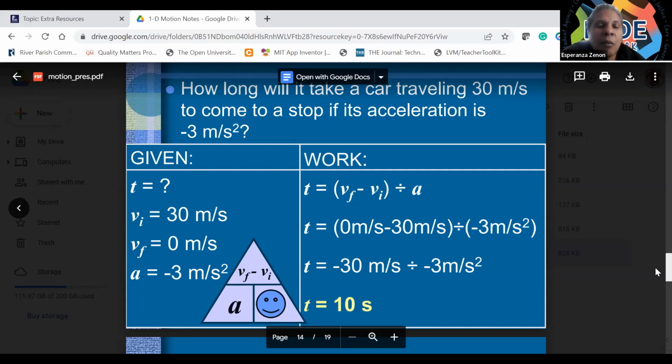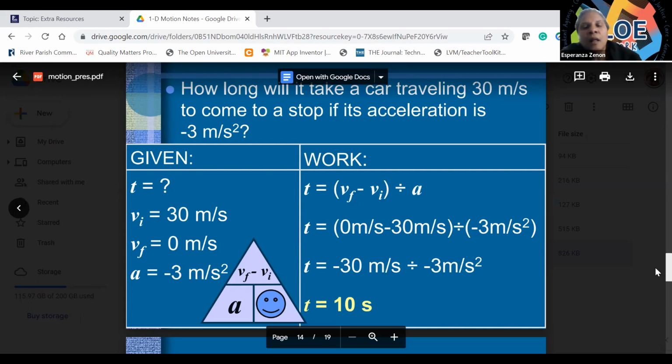So now, what am I looking for in this pyramid? Time, because they say what? How long will it take? Okay, so I'm looking for time. So now I can take my pyramid and plug in the things that I know. I know my final velocity is 0.